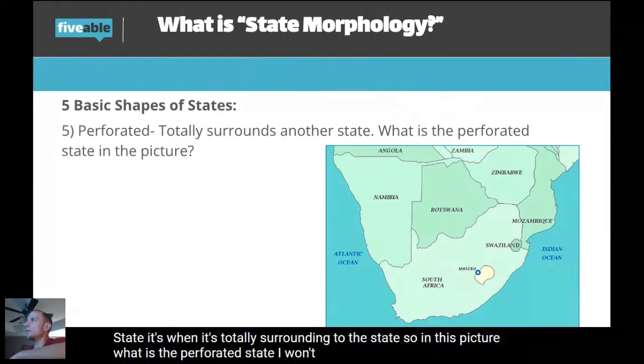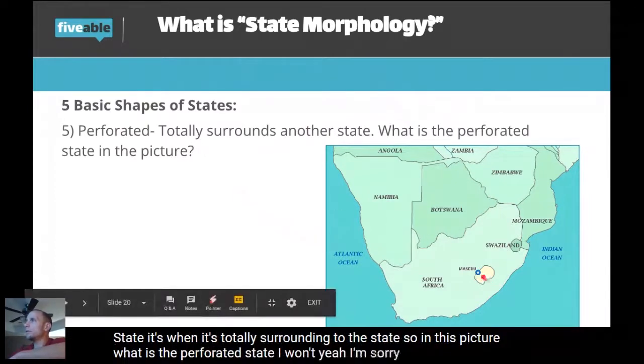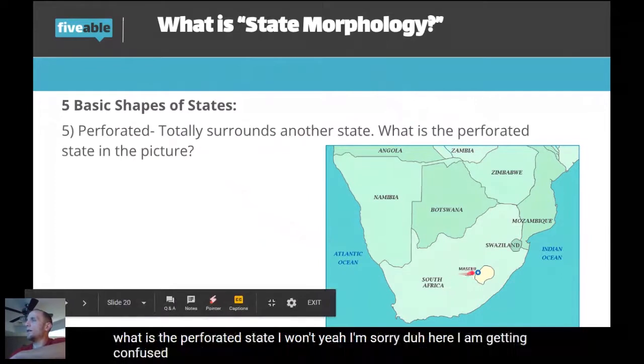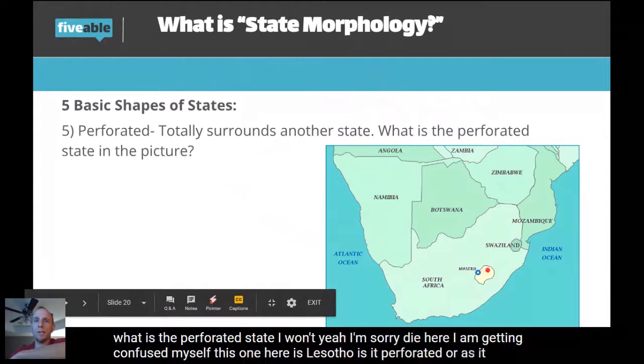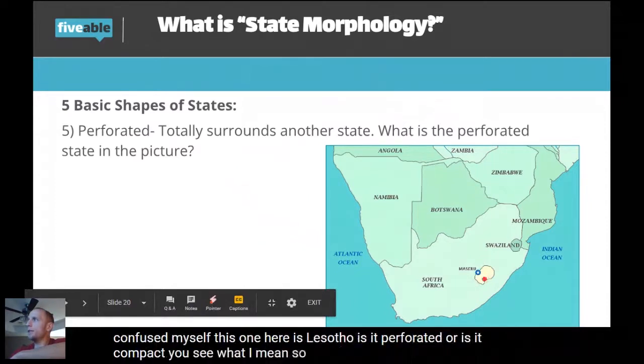It's not actually labeled. Oh, yeah, it is. I'm sorry. Duh. Here I am getting confused myself. This one here is Lesotho. Is it perforated or is it compact? You see what I mean?